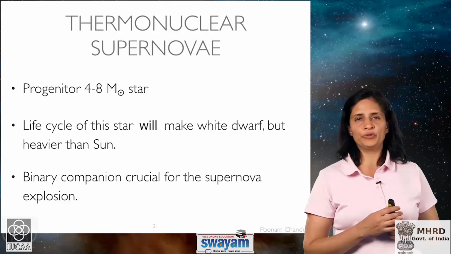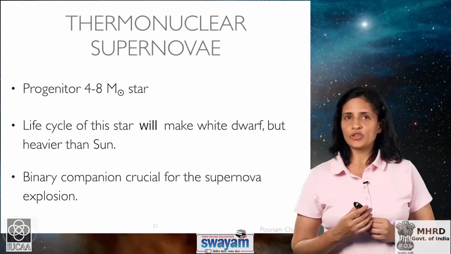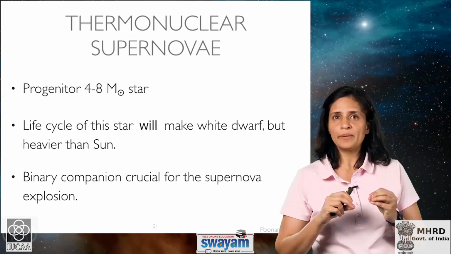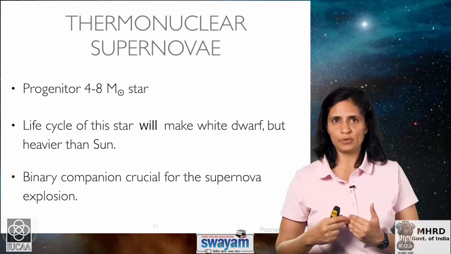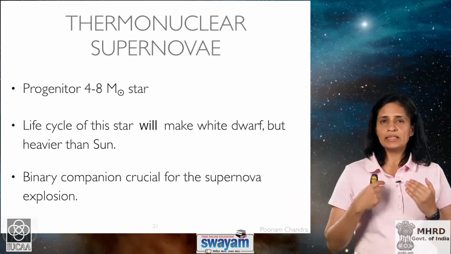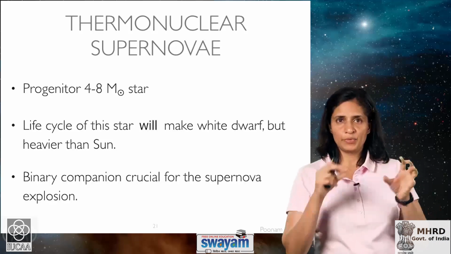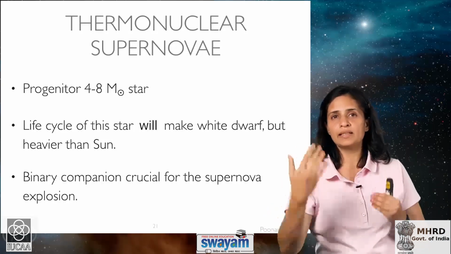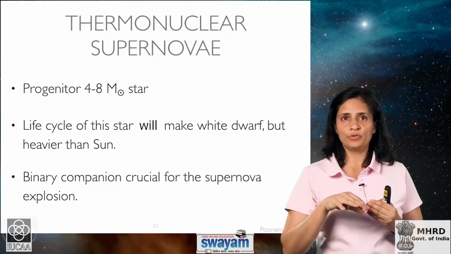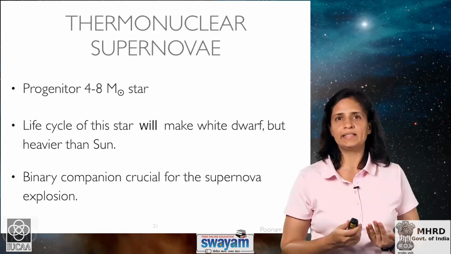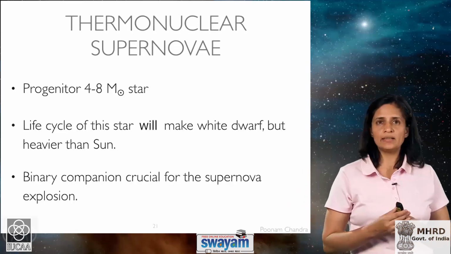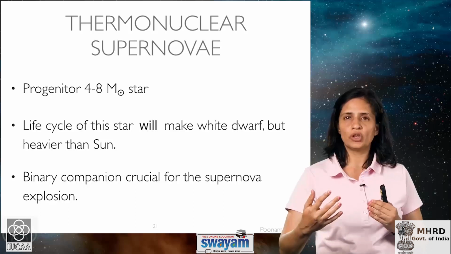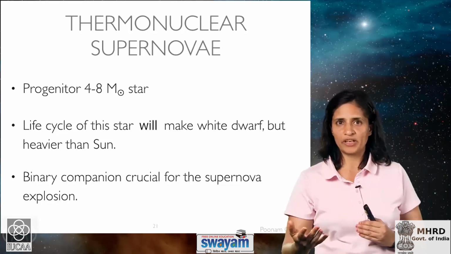Now, thermonuclear supernovae, these are also very exotic objects, though they are a little different from core collapse supernovae, because here gravitational collapse is not the one which is driving the explosion. In these supernovae, the progenitor is a 4 to 8 solar mass star. So, it is heavier than the sun, but not heavy enough to have an explosion by itself. So, in such a star, at the end of its life cycle, it will make a white dwarf, which will not be like the sun, but a heavier white dwarf.